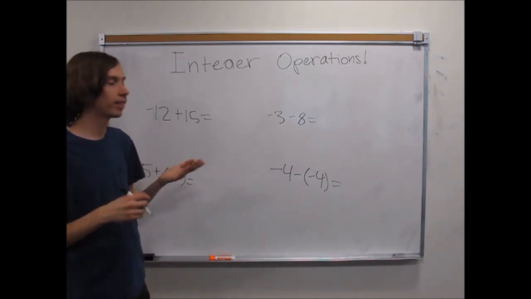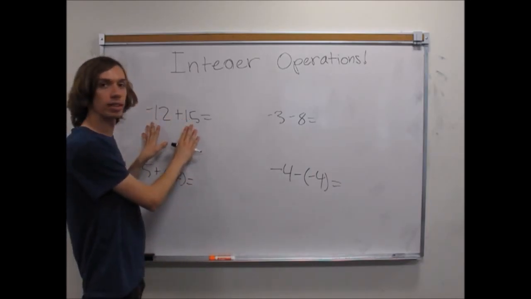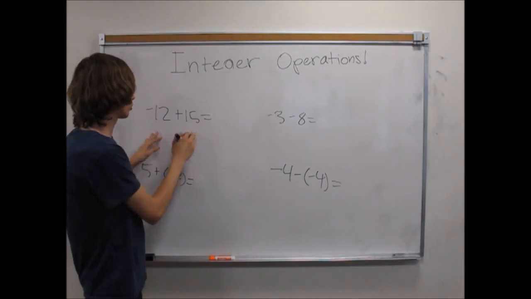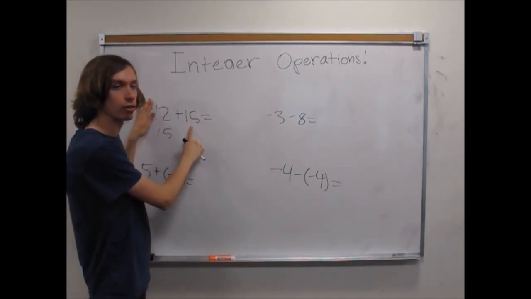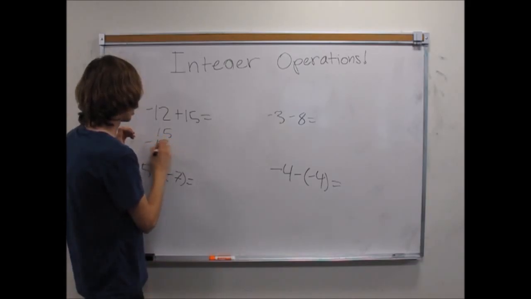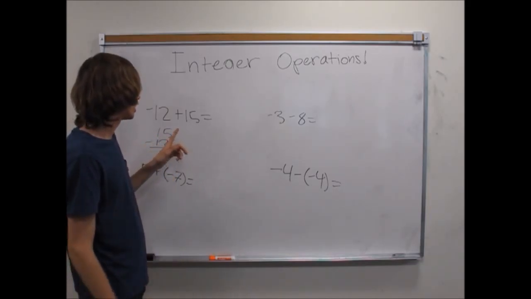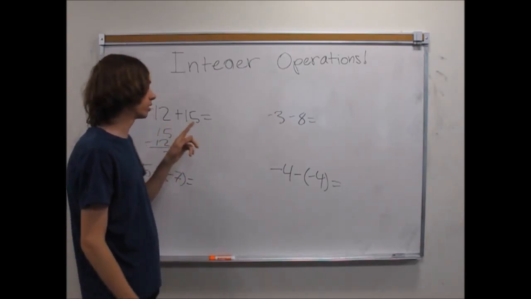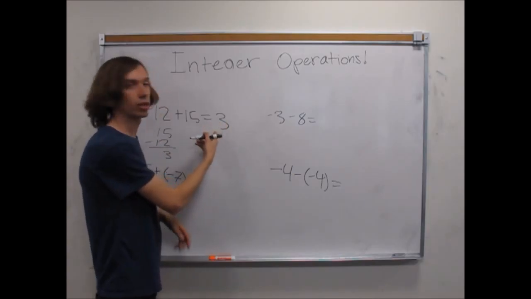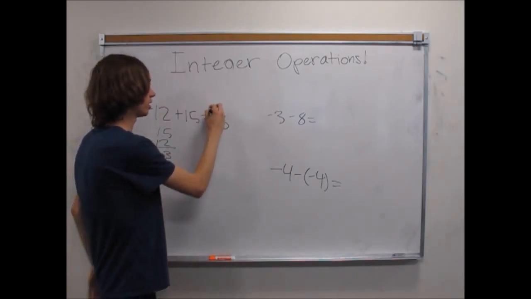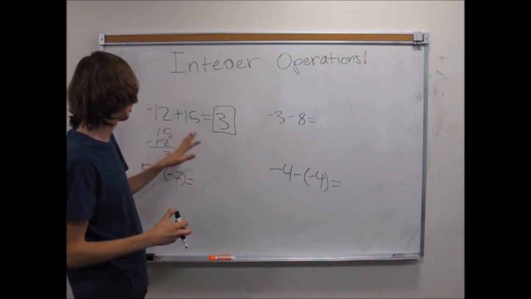Alright, assuming you gave that a try, negative 12 plus 15, we're adding two numbers with a different sign. So we take the larger one, right? That's the 15. Between 12 and 15, 15 is larger. We subtract the other one. 15 minus 12 is going to be 3. And then we give it the sign of the larger one. The sign on the 15 was positive, so we're going to give it a positive. It's just going to be positive 3. So that's the answer to that one. Hopefully you got the same, and if not, hopefully you saw why.